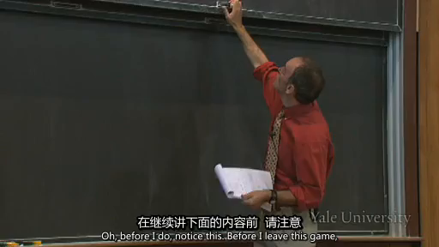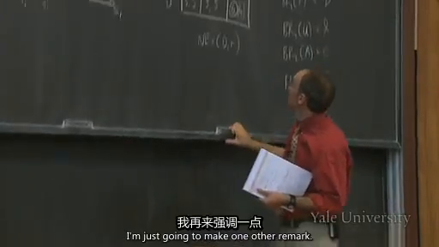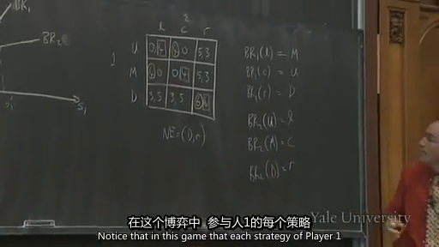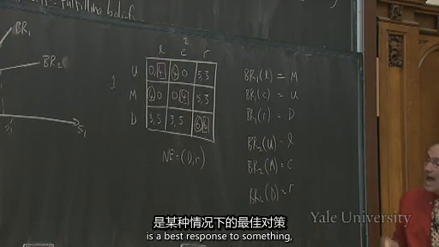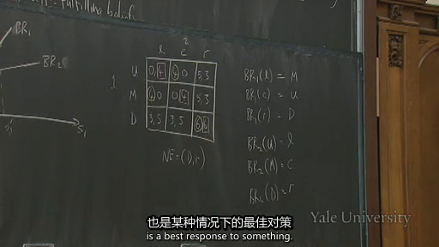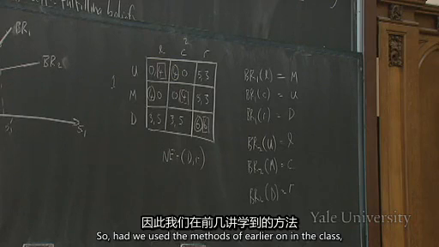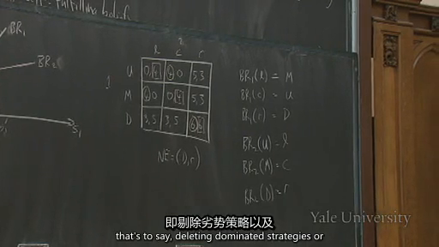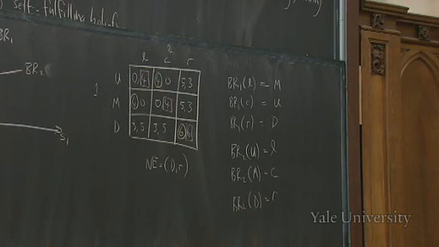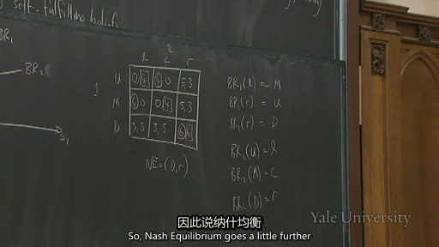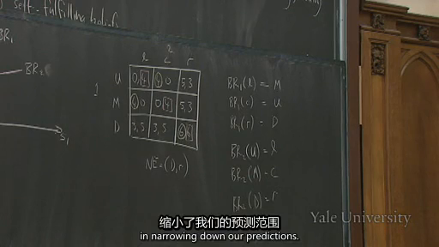Oh, before I do, notice that before I leave this game, let's make one other remark. Notice that in this game each strategy of player 1 is a best response to something, and each strategy of player 2 is a best response to something. So had we used the methods of earlier in the class, that's to say deleting dominated strategies, or deleting strategies that are never a best response, we'd have got nowhere in this game. All right? So Nash equilibrium has got us a little further in narrowing down our predictions.